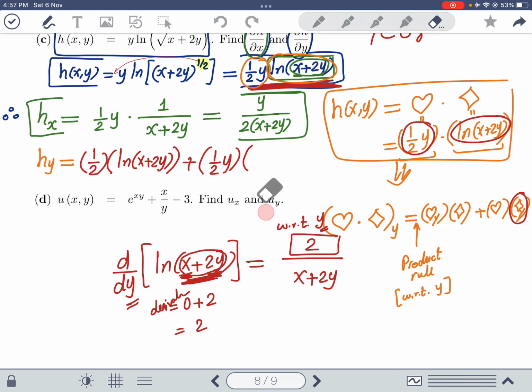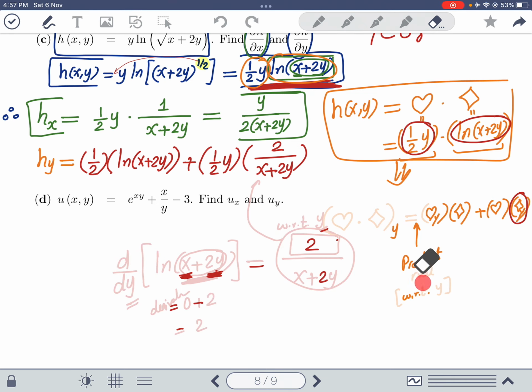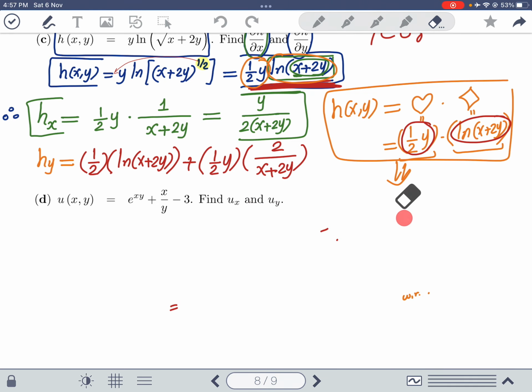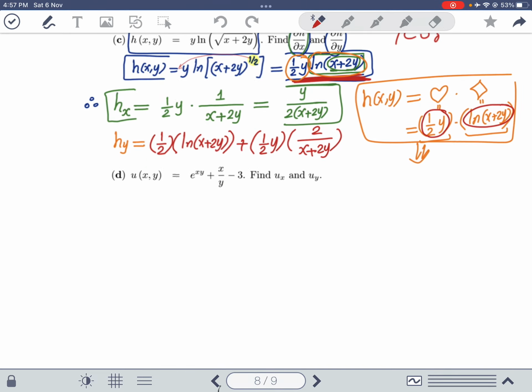And finally, you will put this here where it belongs, 2 over x plus 2y. Alright, now I will erase so that I can write the final answers, and we check on the calculator so that we finish this last problem after. There is just one problem after this. And so let's continue here.